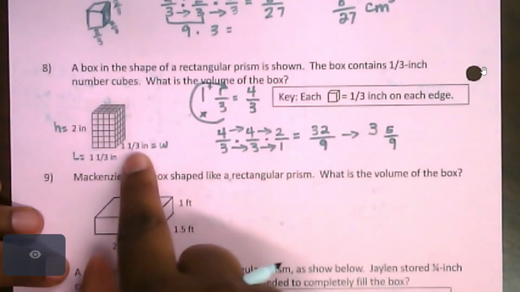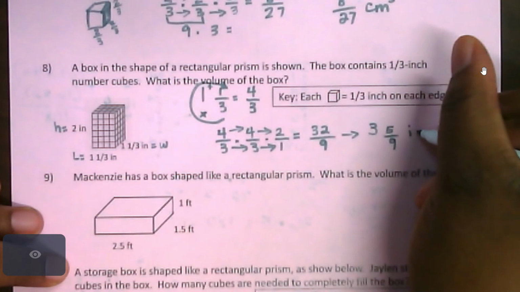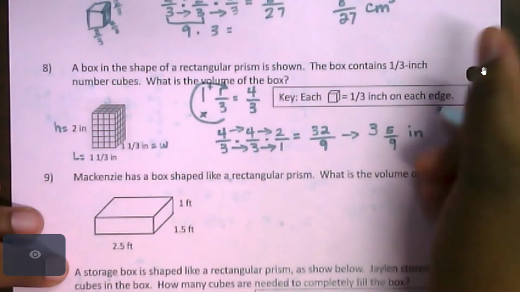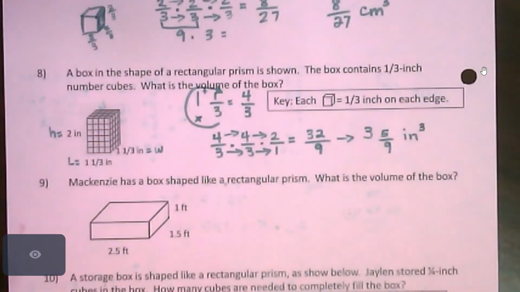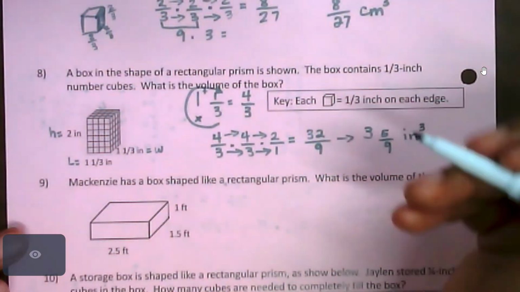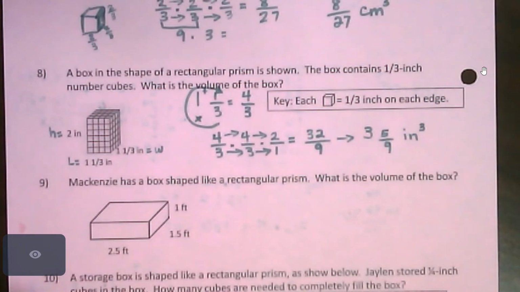But I have to remember my units are inches, and this was volume. So my answer is in cubic inches. So 3 and 5 ninths, all right, or 32 over 9 inches cubed.